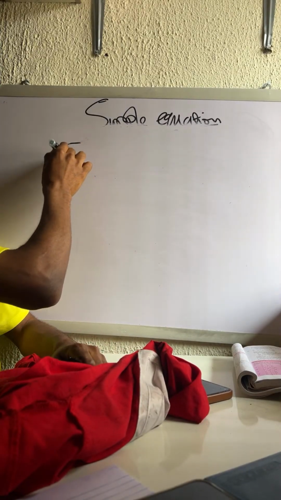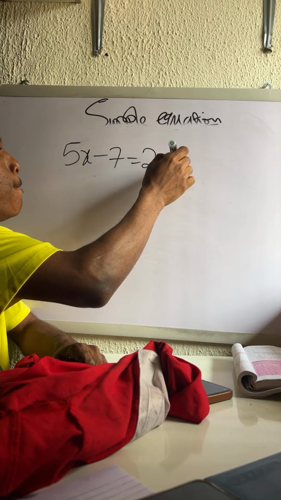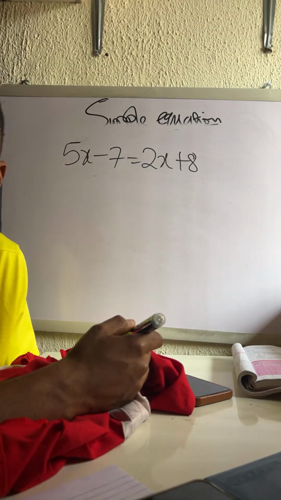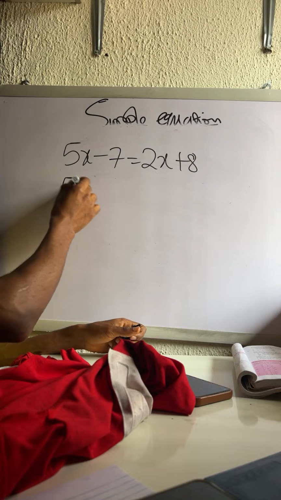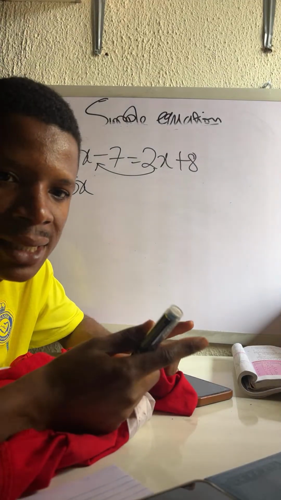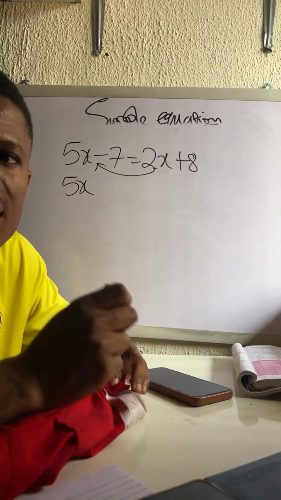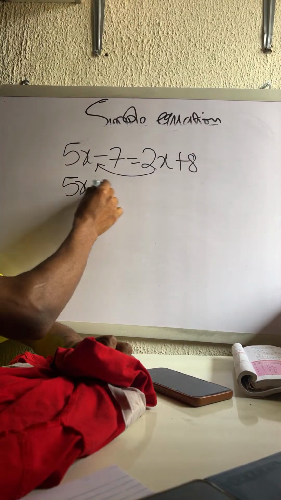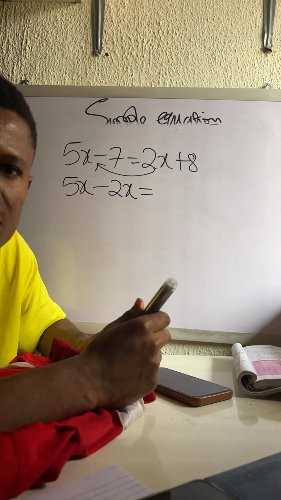Let's look at this. You have 5x minus 7 is equal to 2x plus 8. Let's try to solve this. Very simple. Let's look at 5x. If 2x crosses the equality sign, is it positive or negative? We have it as negative. We have minus 2x, and that's equal to 8.